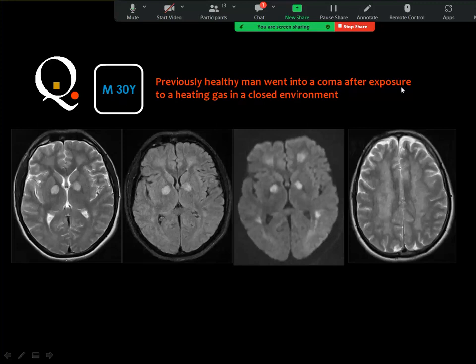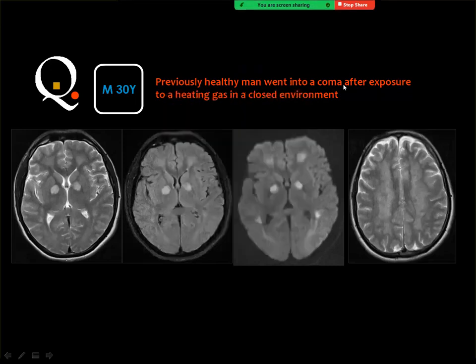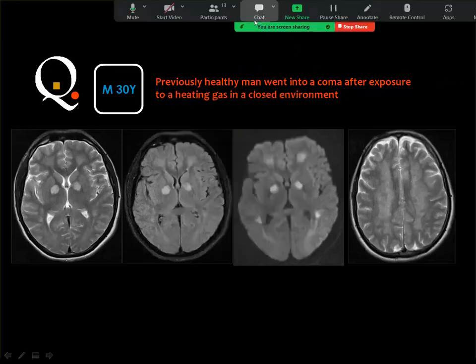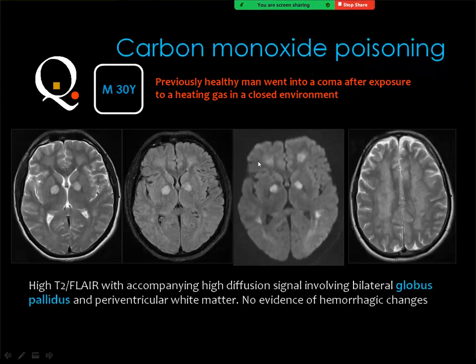who went into coma after exposure to heating gas in a closed environment. Of course, this history is extremely important to reach the diagnosis. And many times we do not have the appropriate history to help us reach the diagnosis. And in this particular case, and with this particular history, the diagnosis will be carbon monoxide poisoning.